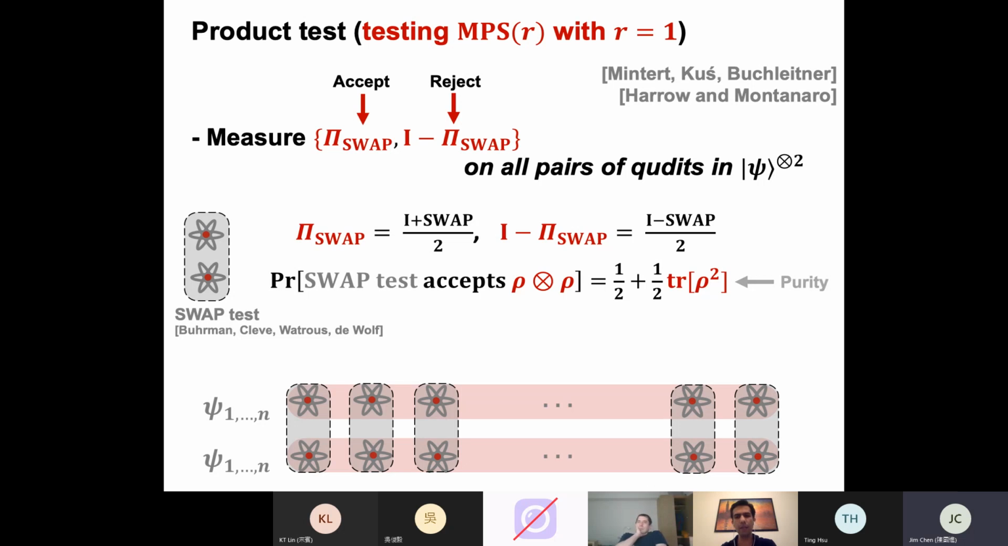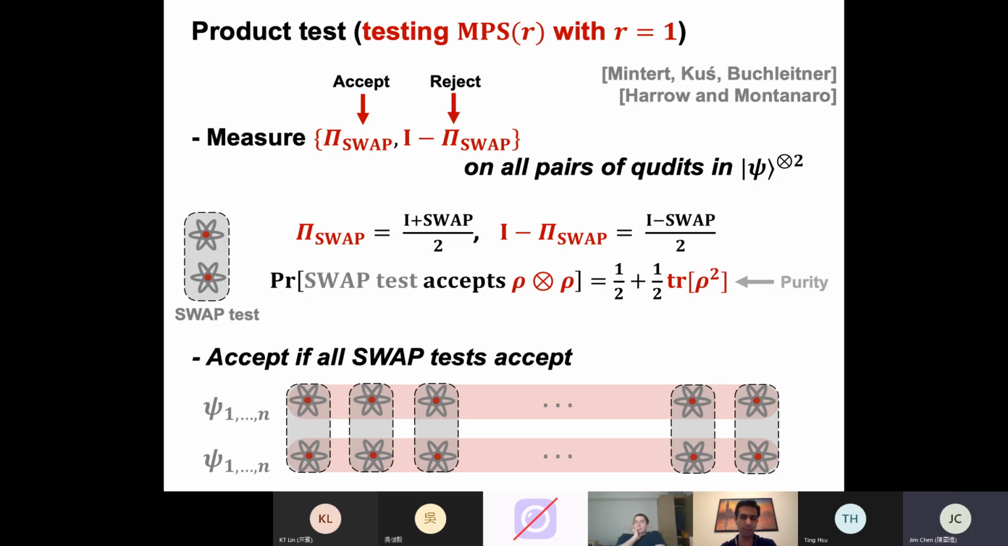Now let's see how we can use that to obtain an algorithm for testing product states. So as I said, the product tester involves only 2 copies of a many-body state, psi here. And it proceeds first by performing the swap test on all qubits and their copies. And the product test accepts if all of these swap tests accept.